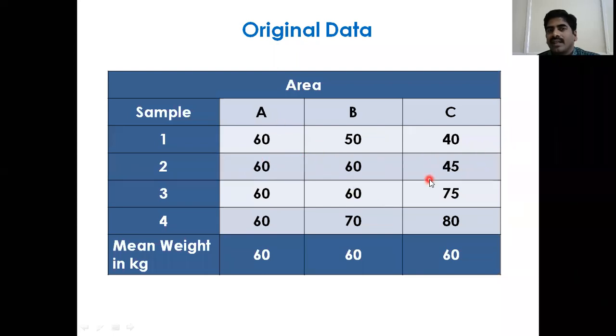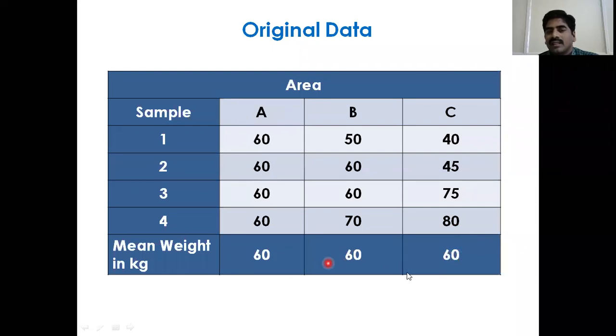This is the original data. In area A, the first sample weight is 60, second sample weight is 60, third sample 60, and fourth sample weight also 60, and the average is 60. In area B, the first sample weight is 50, second sample 60, third sample 60, and fourth sample 70. The mean in this case also is 60. And in area C, the first sample weight is 40, second sample 45, third sample 75, and fourth sample 80. Here also the mean value is 60.